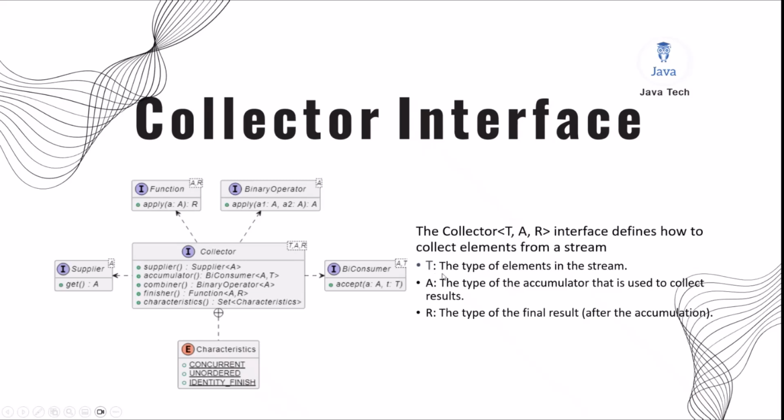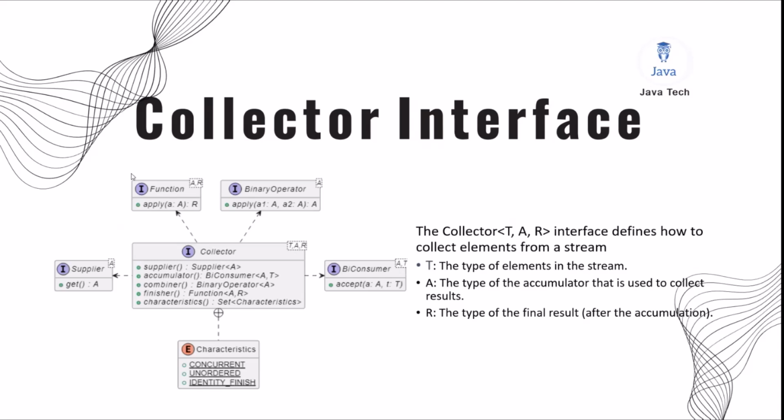First argument is T, which is the type of elements in the stream. You know, as I mentioned before, stream can be of integer, string, and other objects. So that particular element belongs to T. A is the type of accumulator that is used to collect the results. So a great example is the StringBuilder. R is the type of final result that comes out of the accumulator.